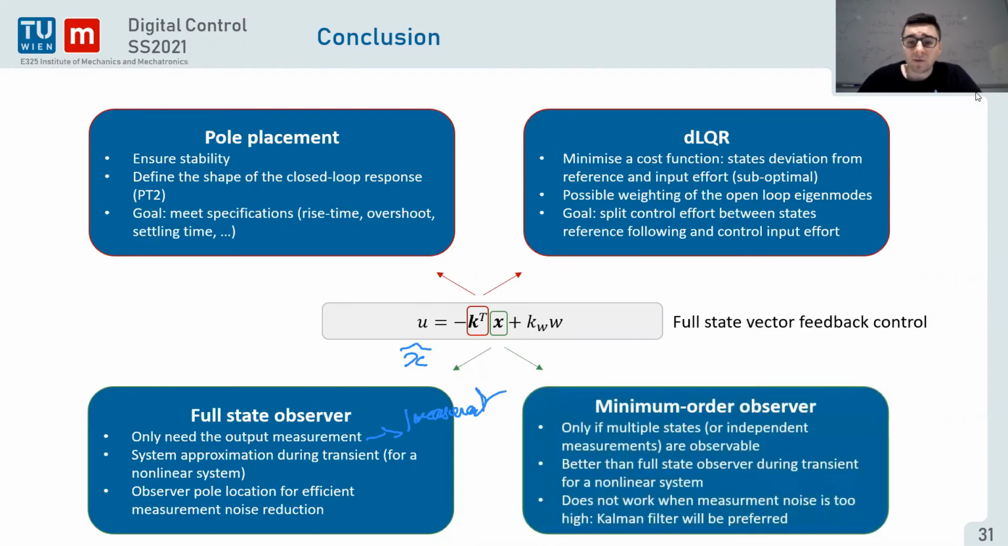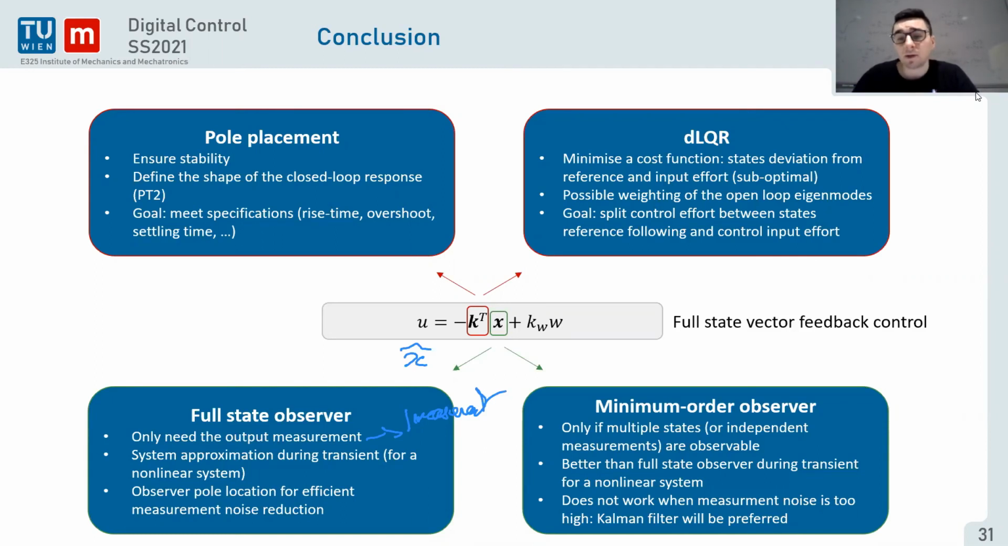So the minimum modal observer is for when you have multiple states that are observable, or independent measurements that are a combination of the states basically, but independent. So if I got 2 times the same state, it's not multiple states observation, it's just 2 times the same state. It's better than the full state observer because you have more data coming in, you have already more than one state that you perfectly know, but it does not work when the measurement noise is really, really high, and only when it's really high.